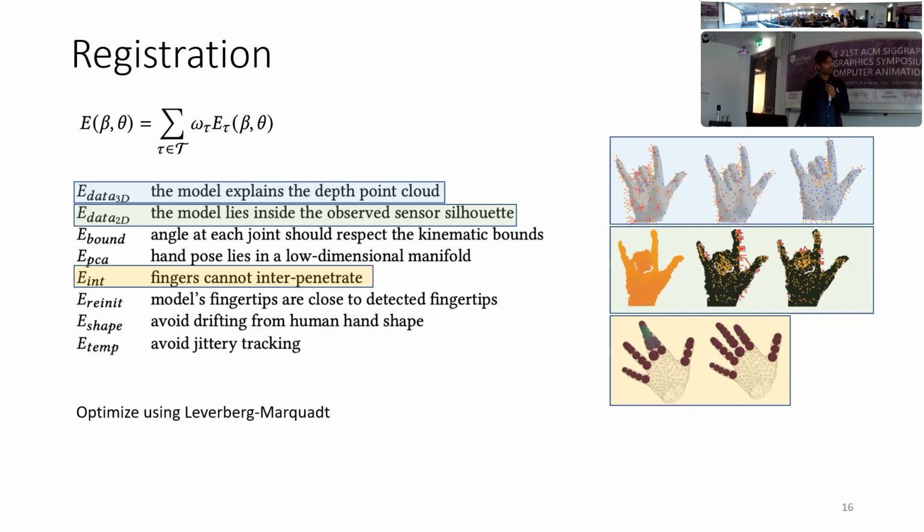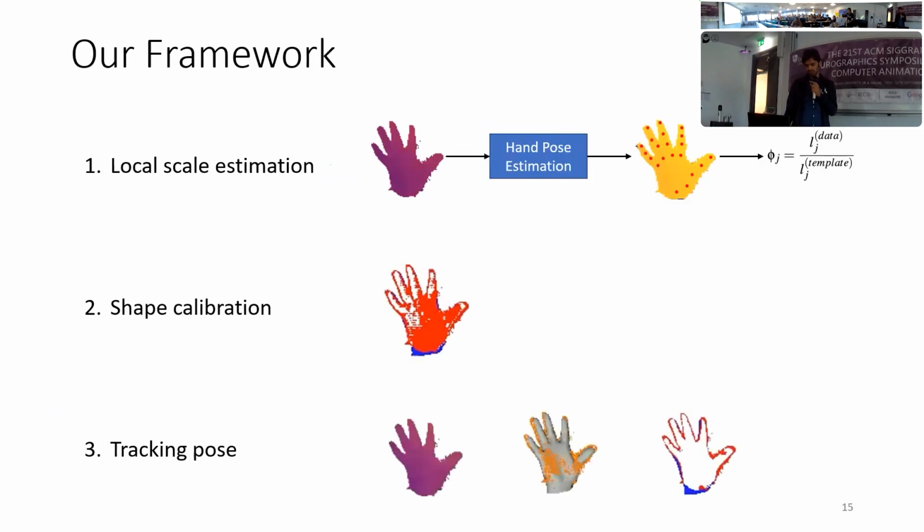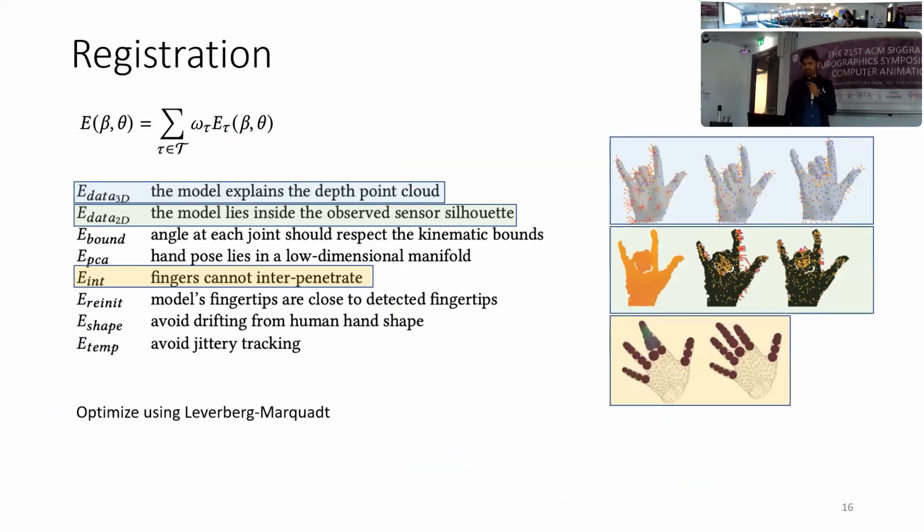Now we use an E-init term, which is the re-init term, which is used to recover from tracking failures. The way we do it is we detect fingertips in each frame using a hand pose estimation method, and ensure that the model's fingertips are close to the detected fingertips. We also have a shape prior term, which says that the hand shape should not deviate too far from a human hand. So basically, it should not go too far away from the mean shape.